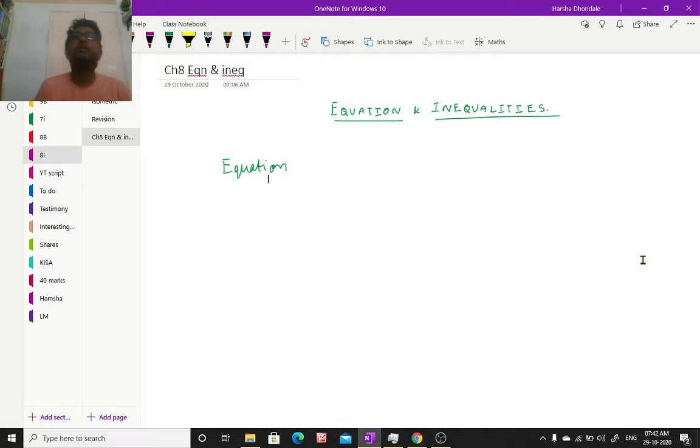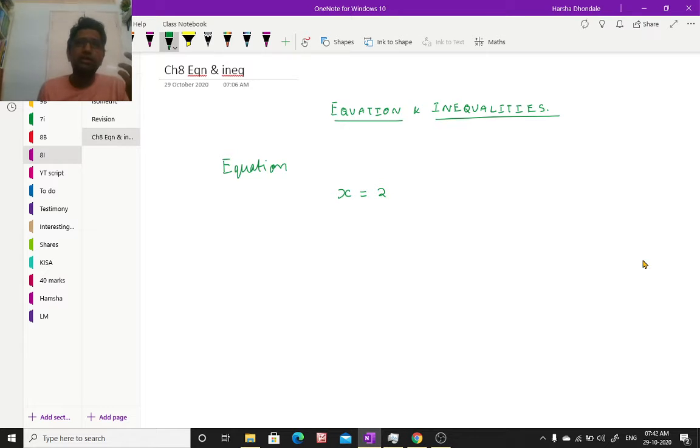Alright, good morning. In today's class, we'll learn about equations and inequalities. So, first, we'll try to understand the meaning of the word equation. Let's start with something simple. If you consider x equals 2, this is an equation. Basically, when you equate something to something, it is an equation.